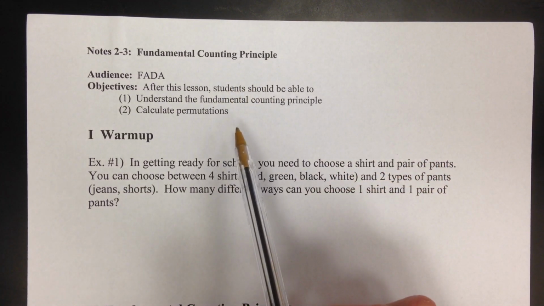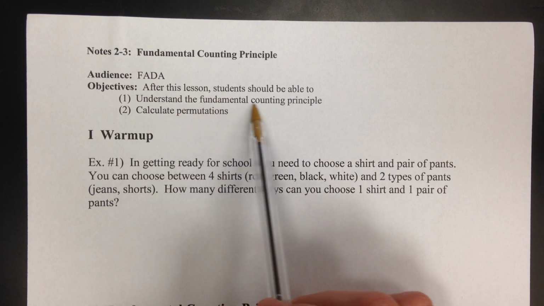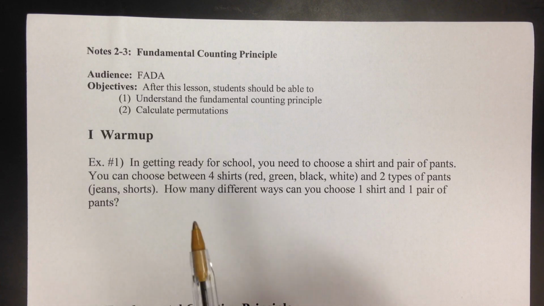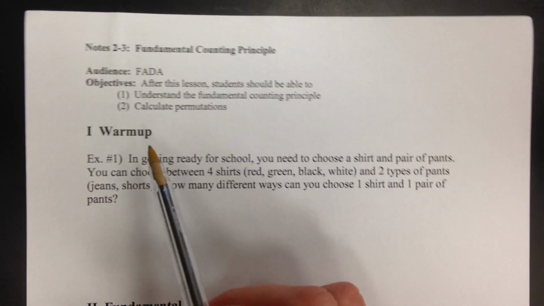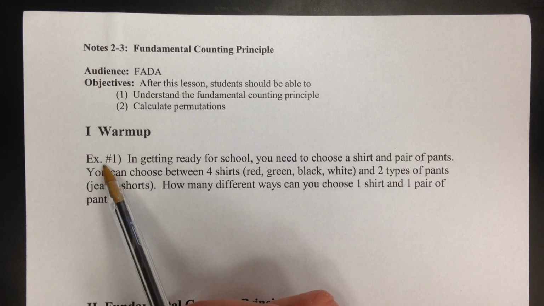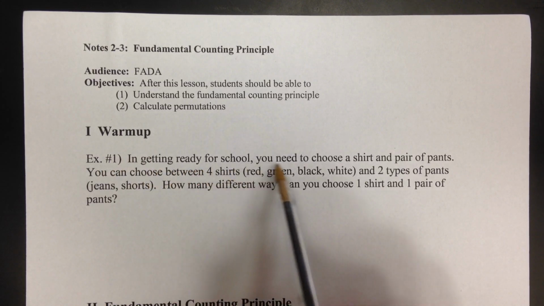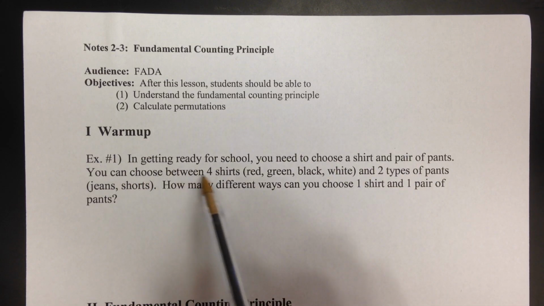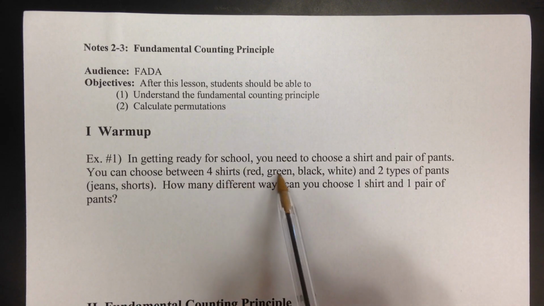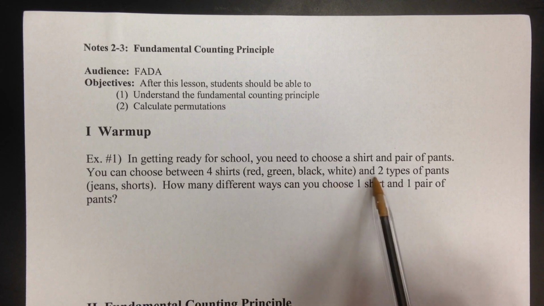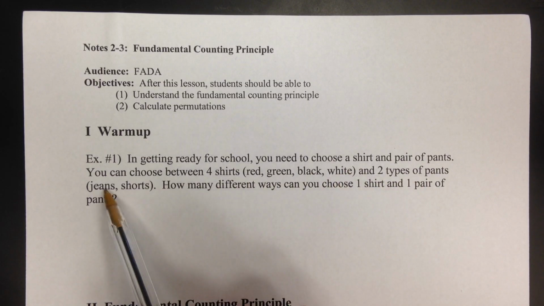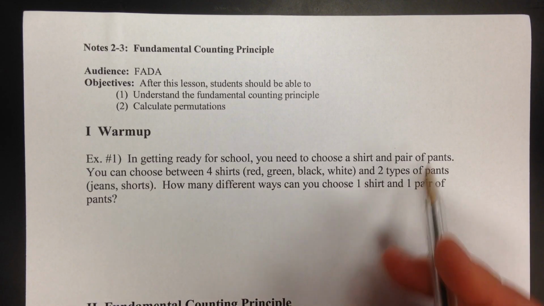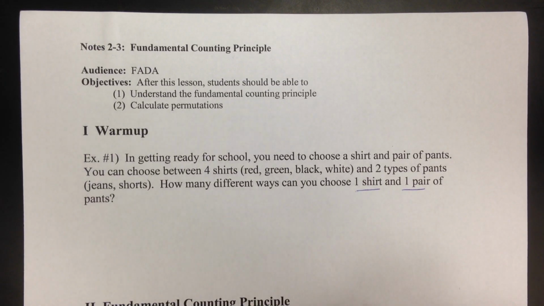All right, so our goal for today is to understand the fundamental counting principle and to calculate what's called permutations. So as our opening problem here, we have a warm-up problem, example number 1. In getting ready for school, you need to choose a shirt and a pair of pants. You can choose between 4 shirts, so you have red, green, black, and white, and 2 types of pants. You have jeans, you have shorts. How many different ways can you choose 1 shirt and 1 pair of pants?